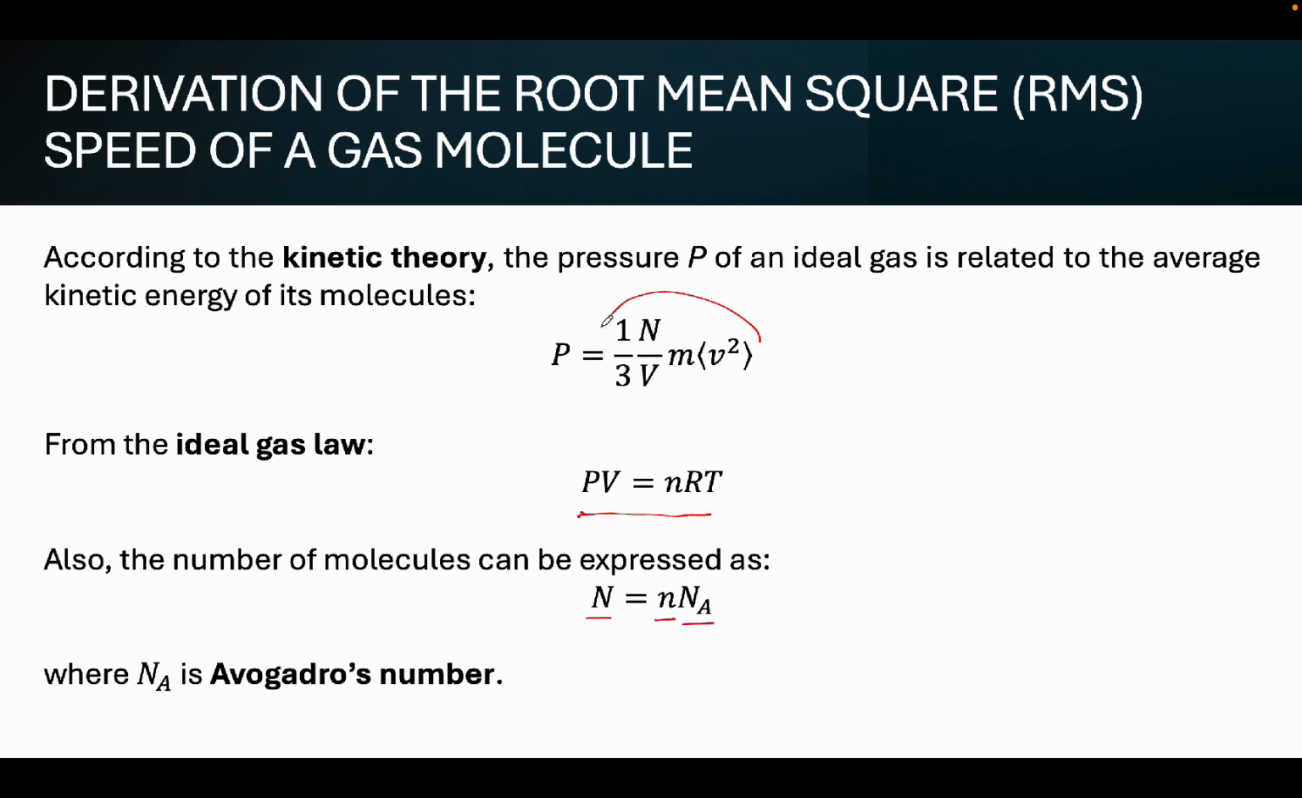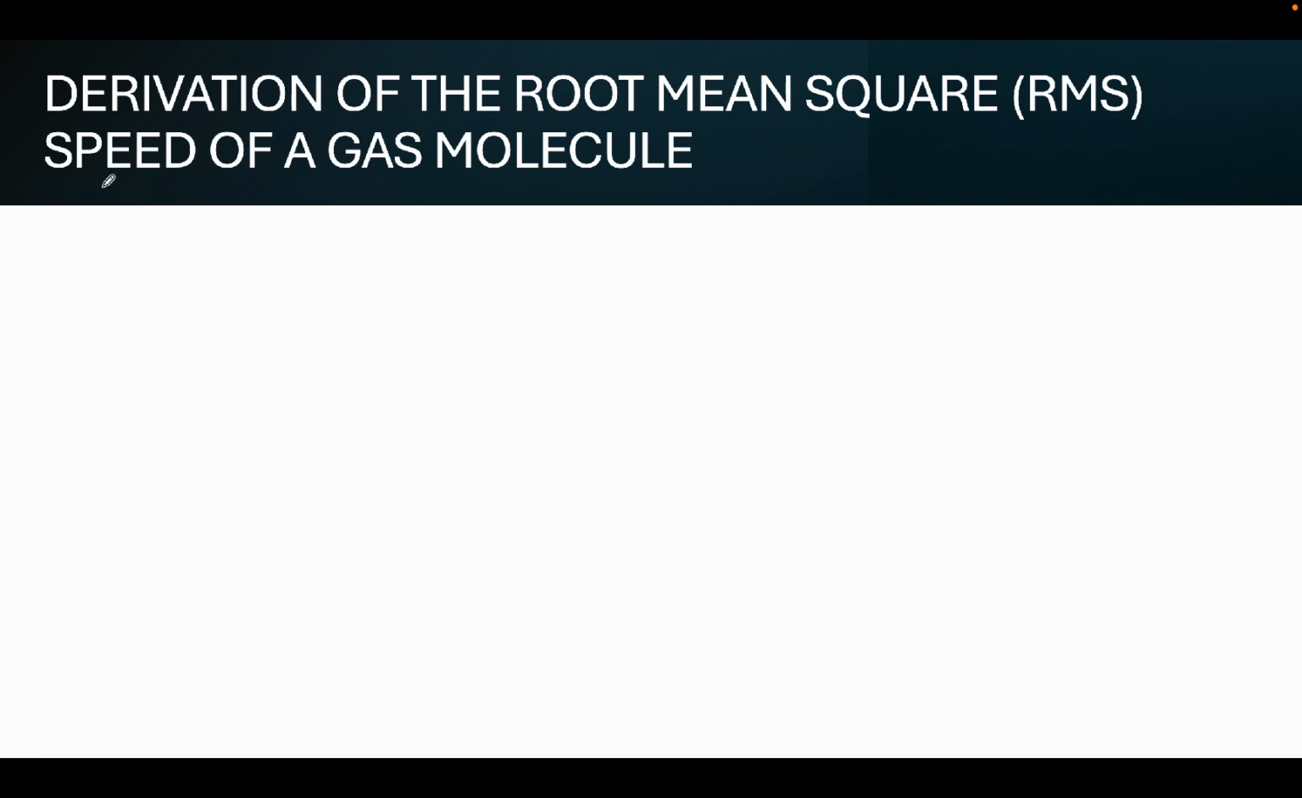So we will be using this one, and we will equate that to pressure, so we have nRT over V. Okay, so we will be using this one, equate it to this one. Let's write here: we have 1/3 N over V times m times v squared is equal to nRT over V.